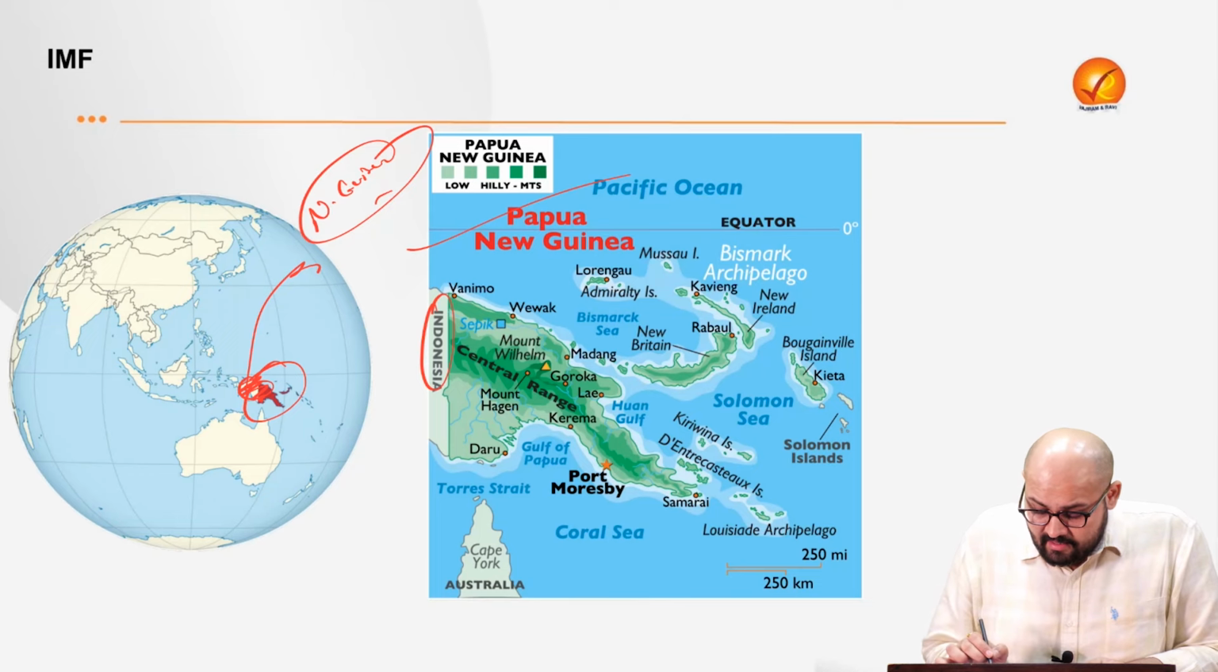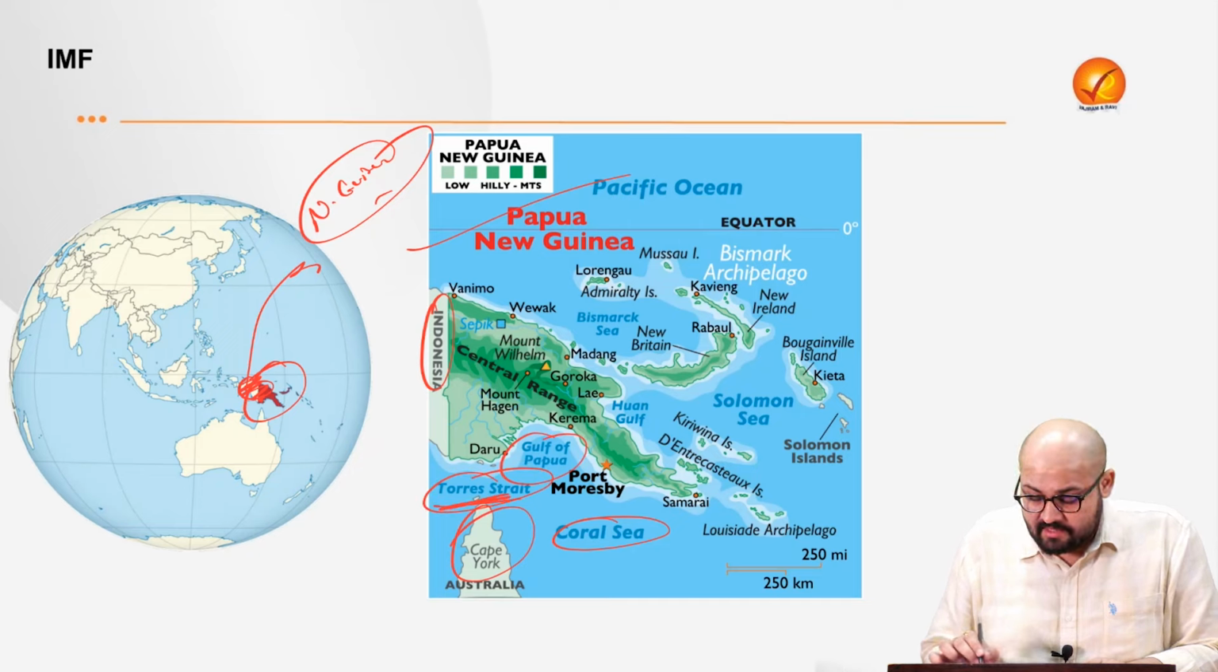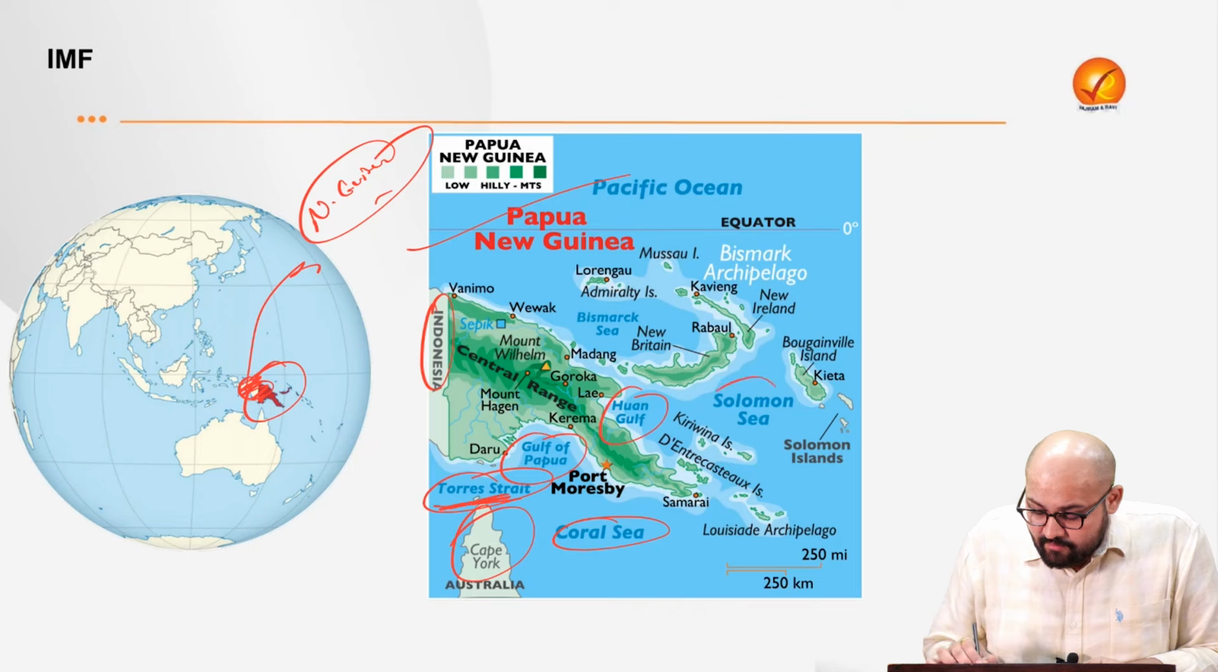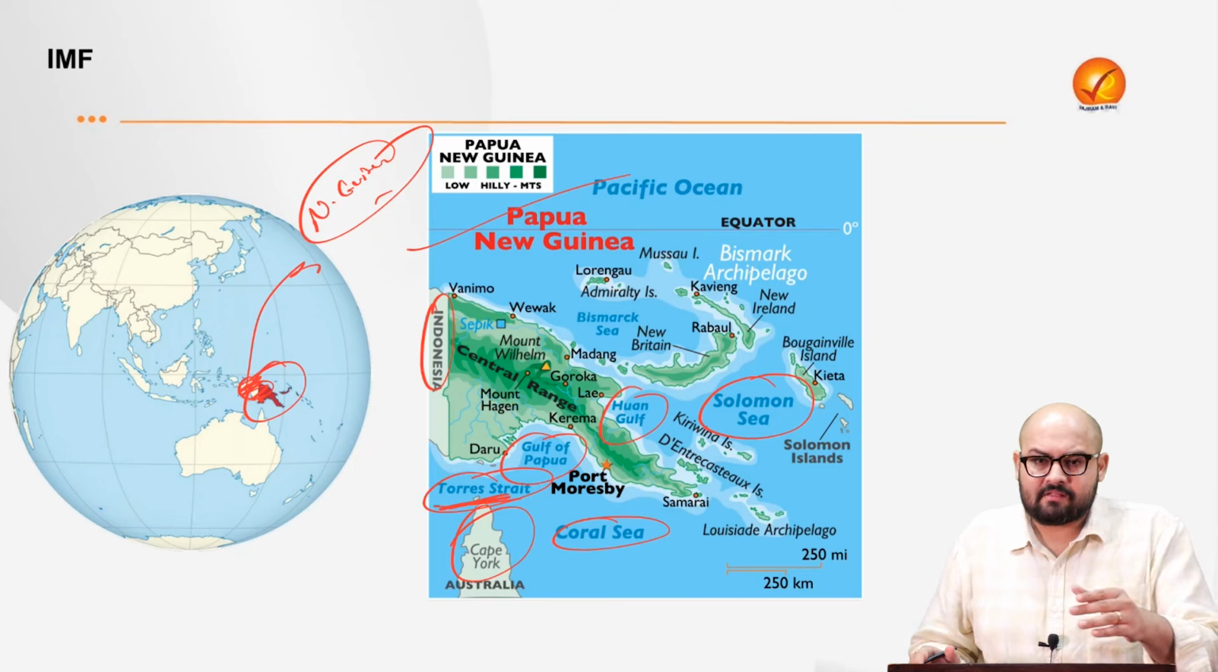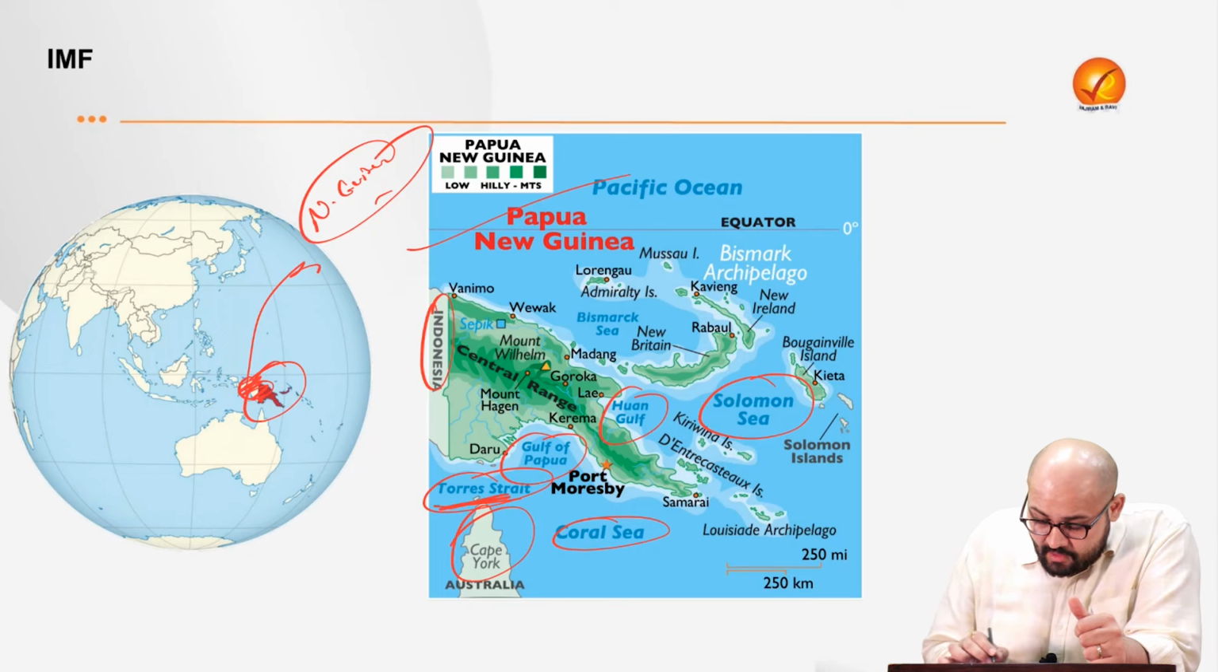Just look, there is the Coral Sea, and this is the northern part of Australia. There is the Gulf of Papua. Then you have the Torres Strait. Please remember this, right? Torres Strait. Then you have the Huon Gulf. Then you have the Solomon Sea, right? Please understand that this island country of Papua New Guinea is the largest island country in the South Pacific, right? Now, we have the Bismarck Sea, right?